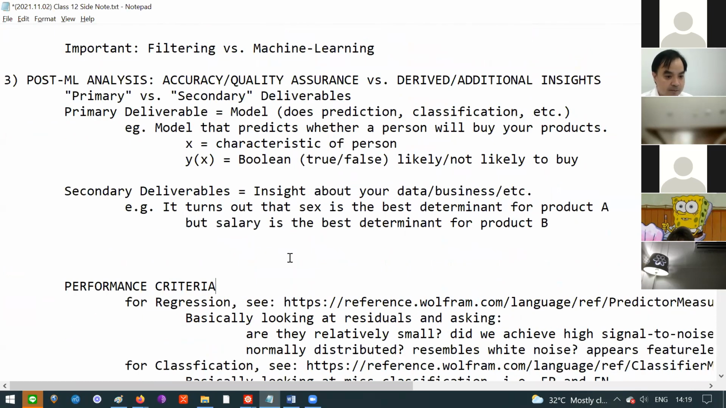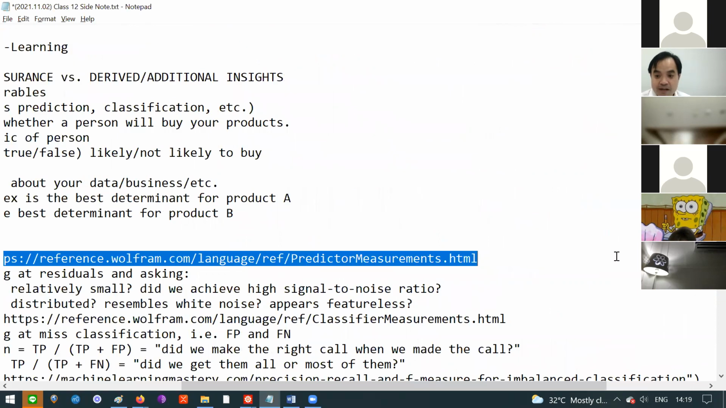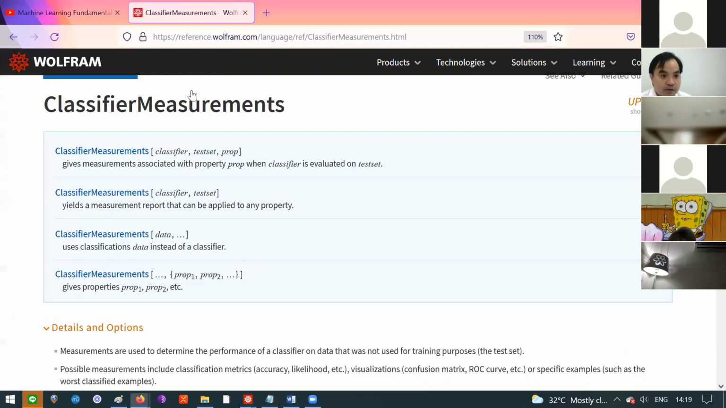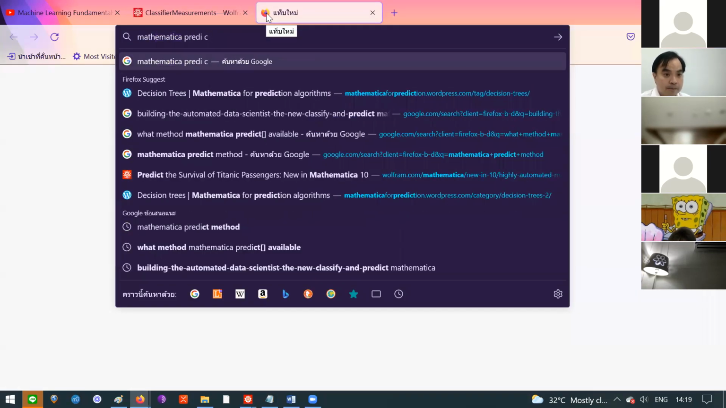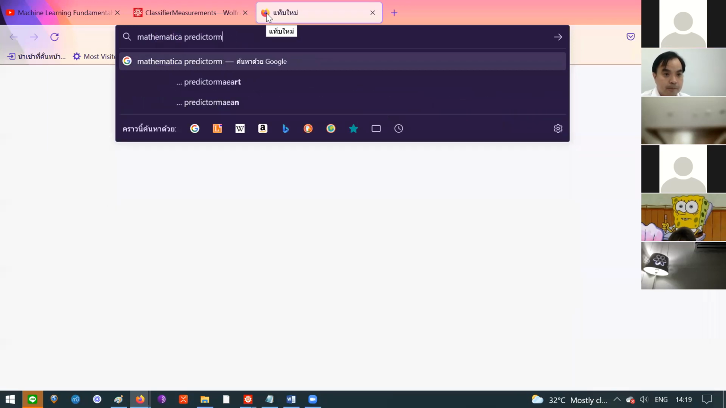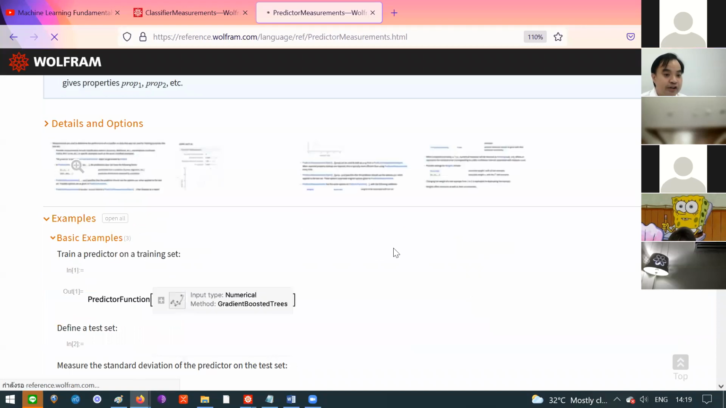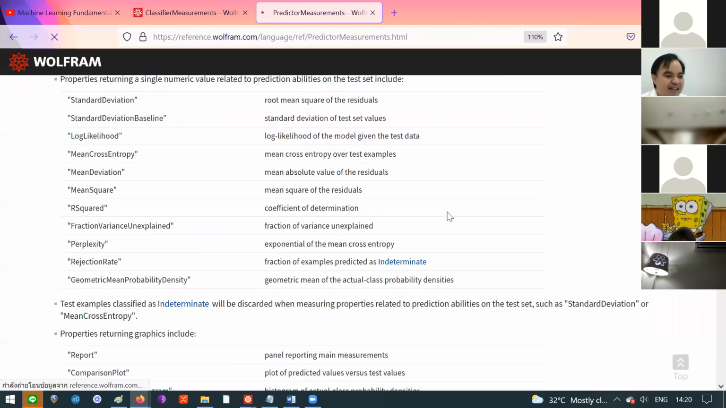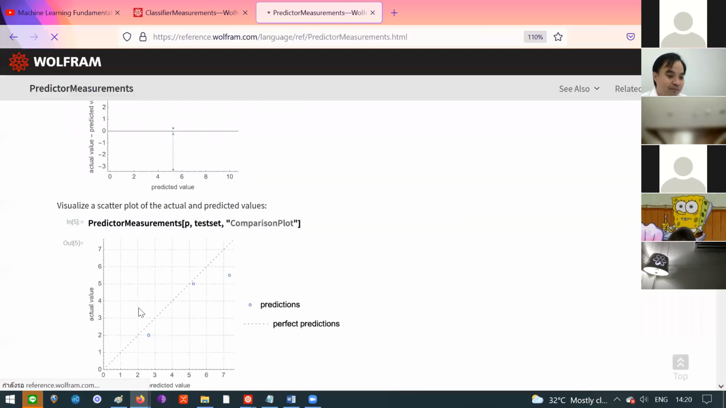Yeah. So the performance, again, we talked about this at length. For regression, basically you go to predictor measurement, right? You go to this page. Because you are actually doing regression, right? Your output is like values, right? So basically you look at the residual. The focus here is on the residual, okay? You can say predicted versus actual, what the difference is residual.